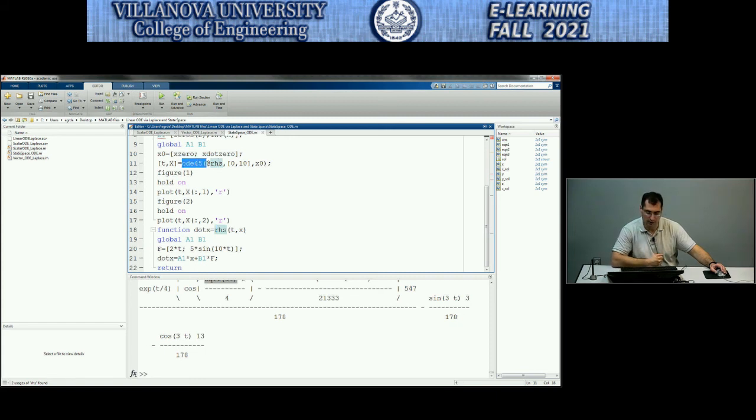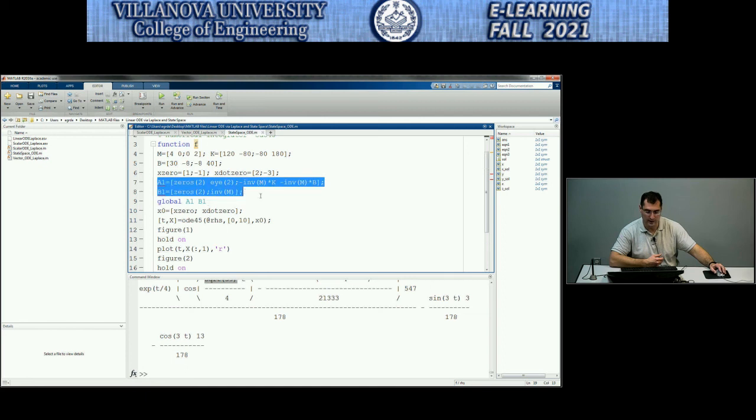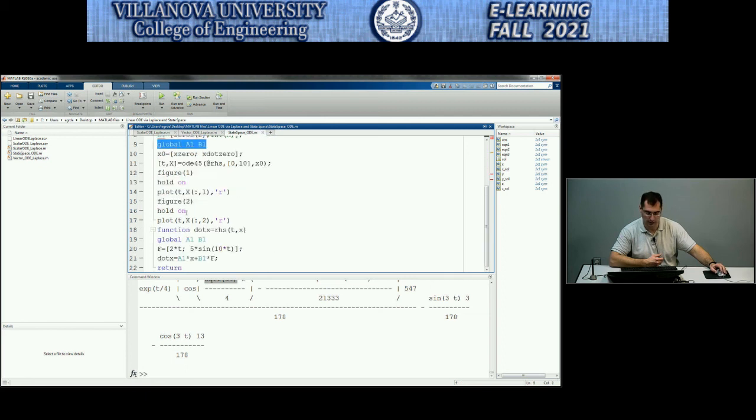You call the ODE45 command, and you specify the subroutine where the right-hand side of the differential equation is, which in our case is A tilde x tilde plus B tilde times f. You define the interval of integration, from time 0 to time 10 seconds, with the initial condition defined earlier. MATLAB communicates with the subroutine RHS, where you define your right-hand side. So that you don't have to redefine matrices A1 and B1, which you already defined, you must declare them as global variables so that MATLAB knows what they are.